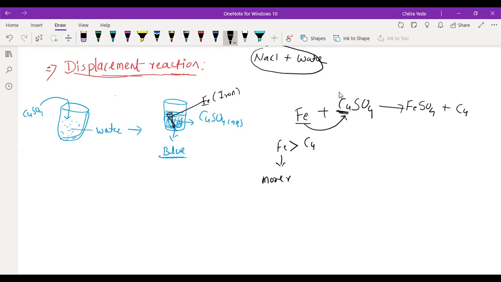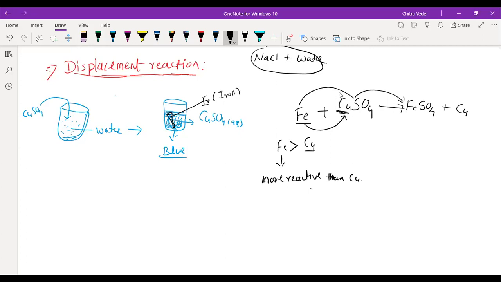It is more reactive than copper. It is THAN, than copper. Okay, so what will ferrous do? It will replace the copper from its salt or from its compound to form its own salt. See here, ferrous and sulfate form ferrous sulfate, and that copper is separated out.